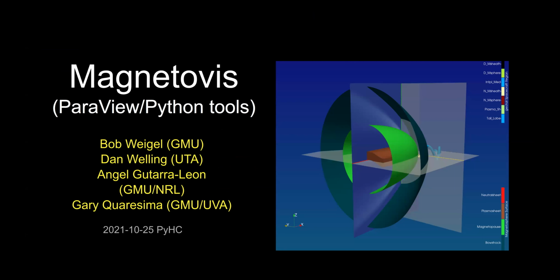Yep, sure can. Okay, so this is an update on the status of the project named MagnetoViz. I presented it in January after a couple of months of development, and we've made a lot of progress since then. Briefly, MagnetoViz is a set of ParaView and Python tools for doing magnetosphere-related visualization. There's no reason we can't extend it to other domains, but we primarily focus on the magnetosphere.